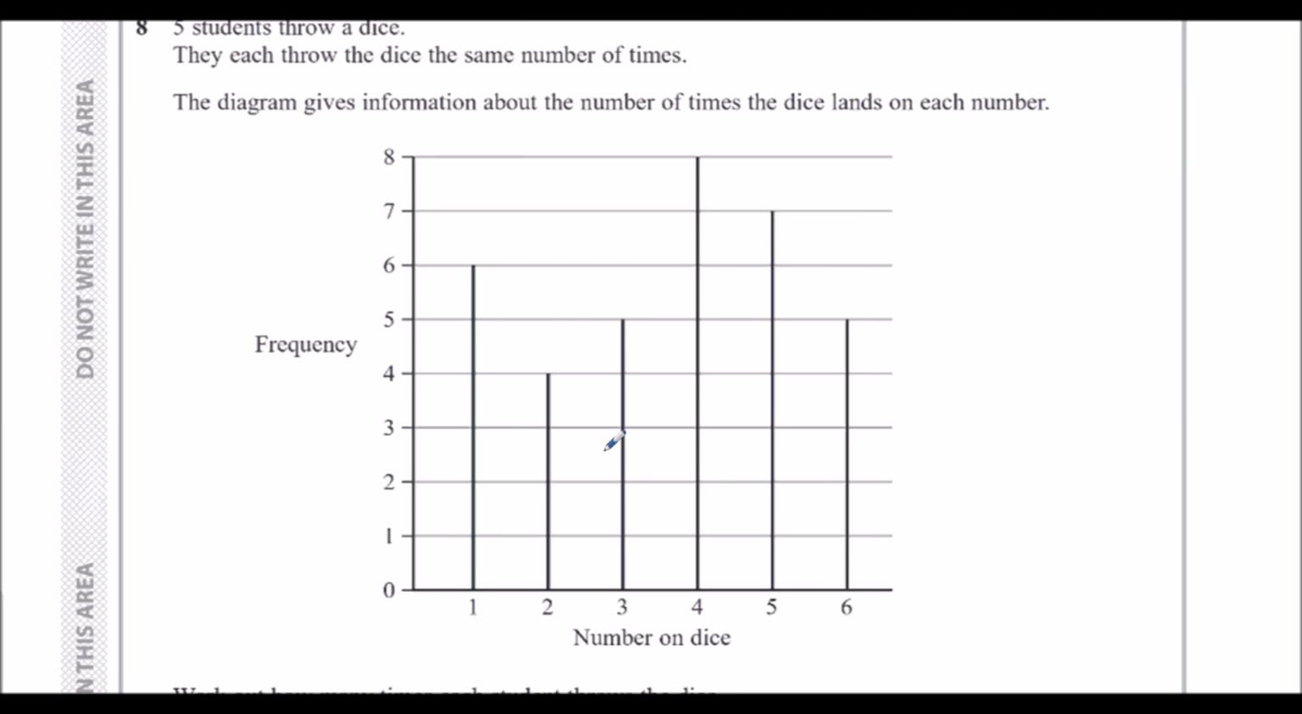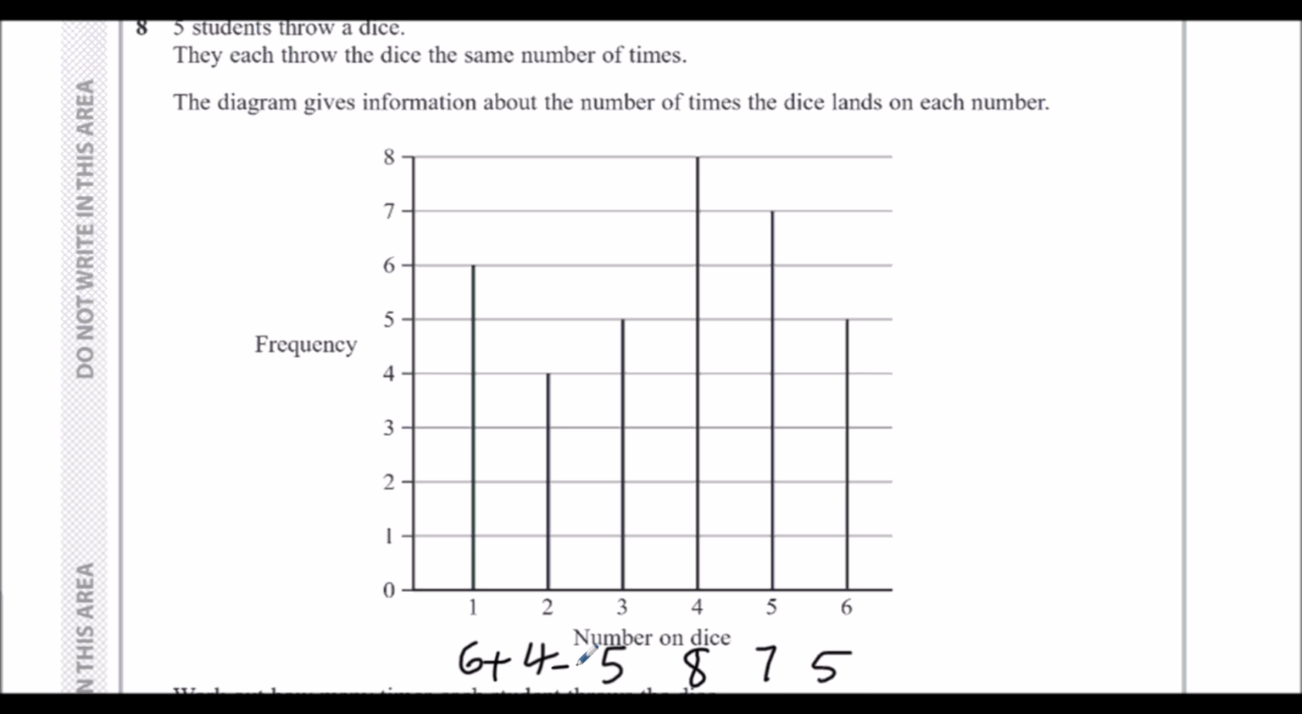Okay, so let's see how many of each. So we got 6 ones. It goes up to 6. We got 4 twos. It landed on 3 5 times. It landed on 4 8 times. Landed on 5 7 times. And it landed on 6 5 times.